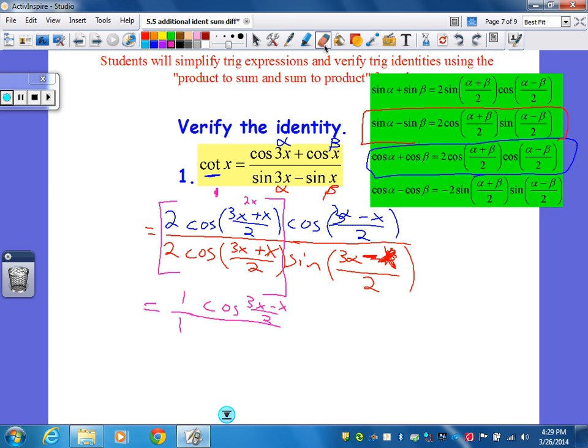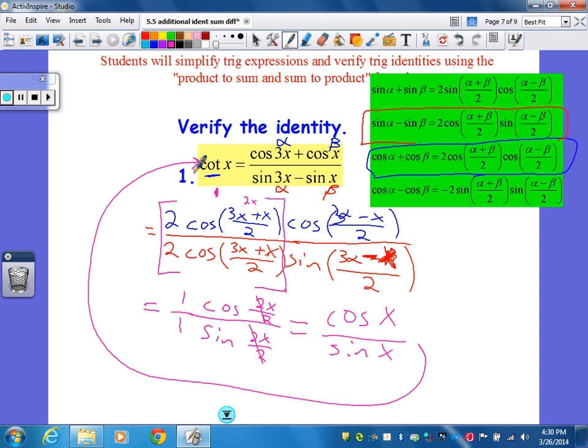Actually, let's simplify that right away so we're not doing more steps than we need to. You guys don't want to sit here and listen to me chatter forever. So 3x minus x is 2x, which over 2 is just x. And then sine of 3x minus x is 2x over 2 again, which is just x. So now we have cosine x over sine x. Look at that. That is cotangent. So it's equal to cotangent x.